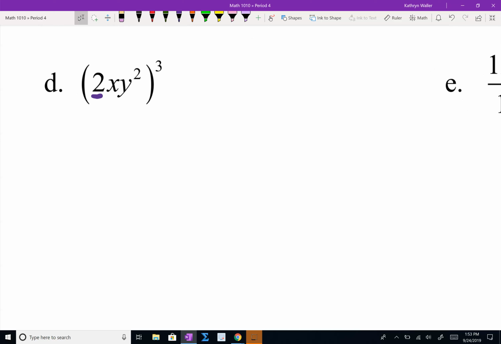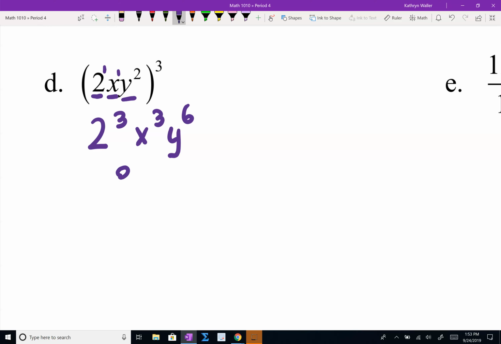Okay, question D. Look right here, guys. You have a 2, an x, and a y. The 2 is to the first, the x is to the first, and the y is to the second. So you have a 2 to the 1 times 3 is 3. You have an x to the 1 times 3 is 3, and you have a y to the 2 times 3 is 6. Is that answer fully simplified? No.